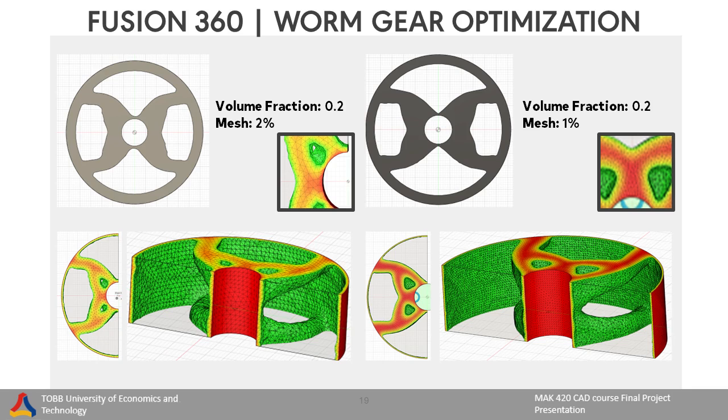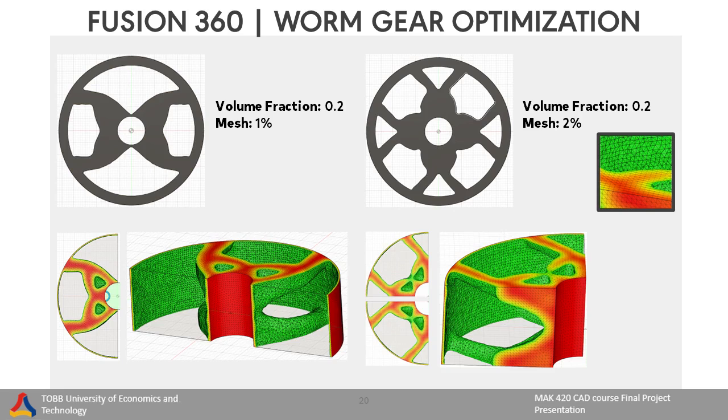Thirdly, volume fraction 0.2 was selected and optimization was performed by changing the mesh dimensions. According to the data obtained from this test, while gaps occurred in the structure with 2% mesh, these gaps were not observed in the structure with 1% mesh. As a result, it was predicted that the test with 1% mesh would be safer and allow more weight reduction.